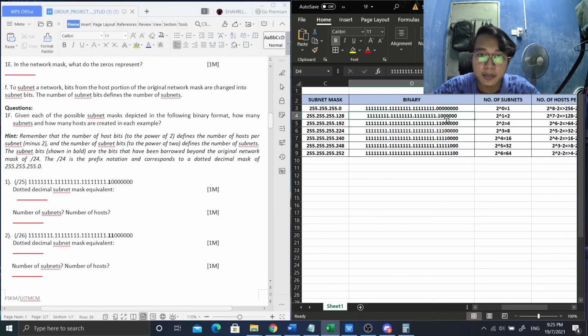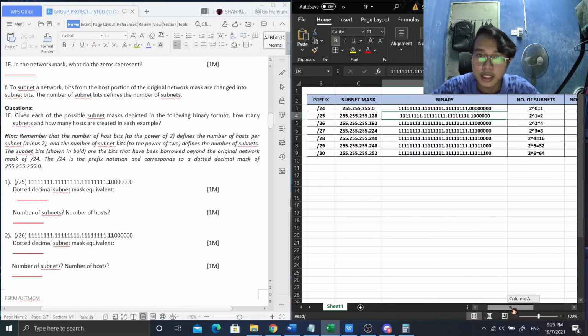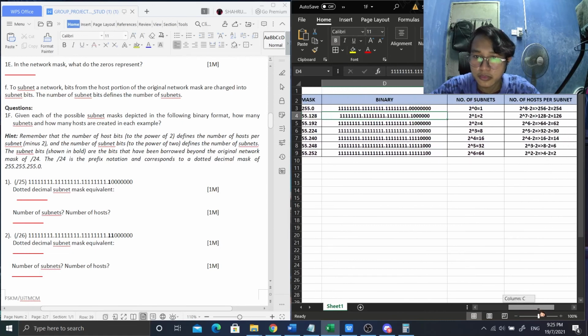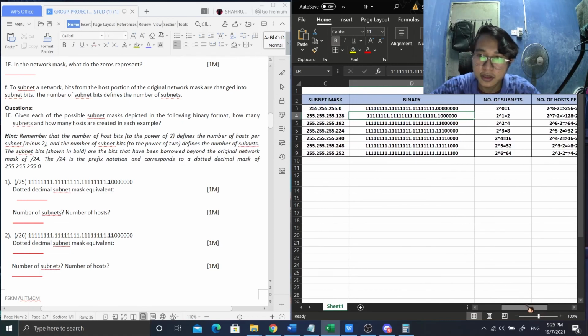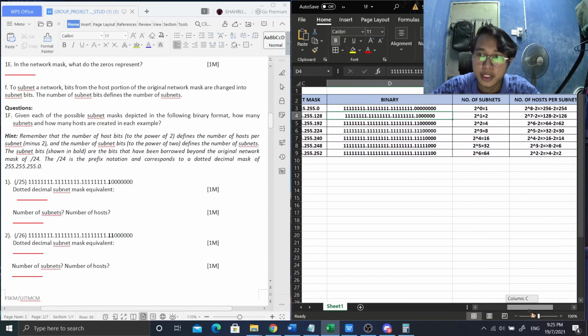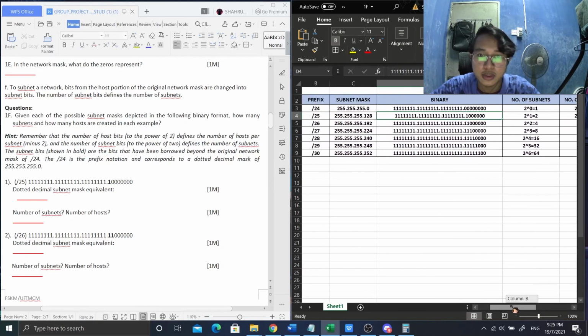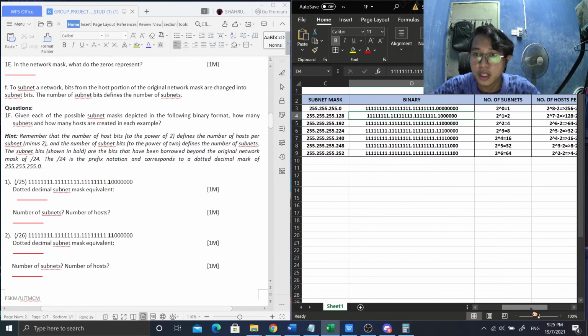So to find the subnet mask, we can use 2 power of 7 because we have 7 zeros, and the answer is 128. So the subnet mask that we can get is 255.255.255.128. So to find the number of subnets, we can see we only have 1 bit in this binary. So using the hint that has been given, 2 power of 1 equals 2.